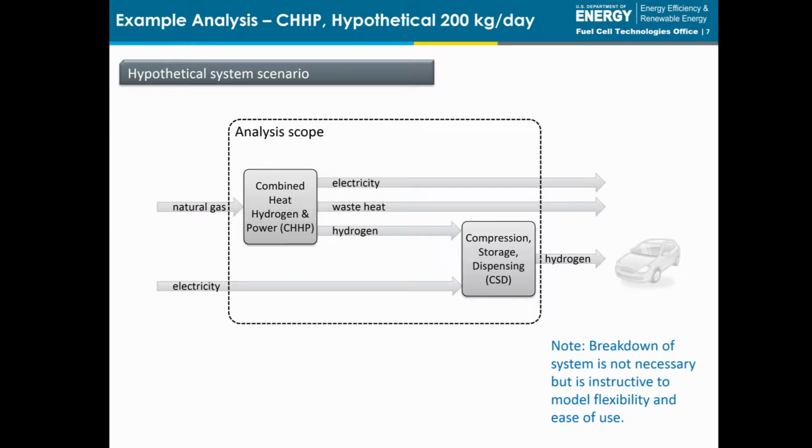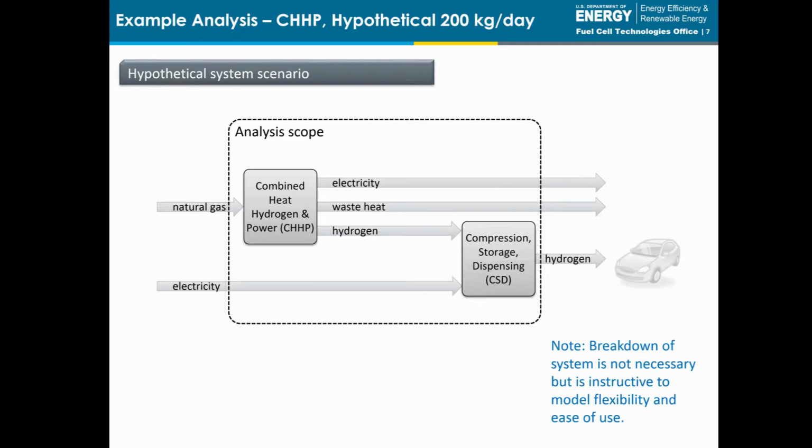So I'm going to run through, and I'm not going to go through the details of this in the interest of time, but generally speaking, I'm going to run through an example of what are the steps of running the model. As for this example, I'm using a rather complex system called CHHP, combined heat, hydrogen, and power.